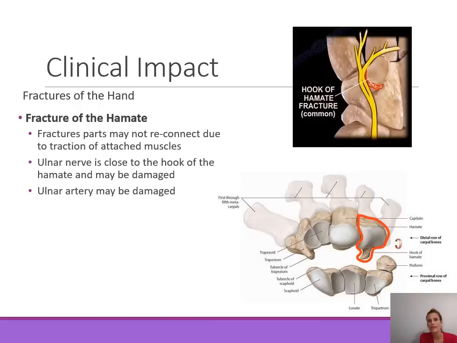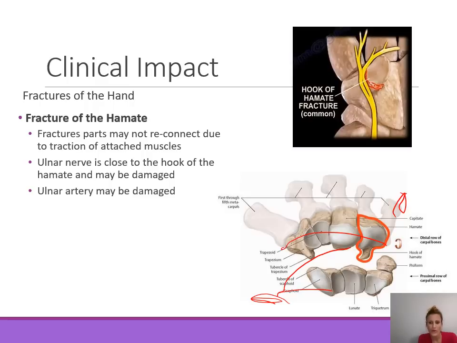The hamate is another one of the carpal bones that's also fractured frequently. When we're looking at the carpal bones, again, I said that we have 4 proximal carpal bones and 4 distal carpal bones. The scaphoid was proximal and on the thumb side or the radial side. The hamate is literally opposite of that. The hamate is the carpal bone that's in the distal row, and it's on the pinky side, or the ulnar side.